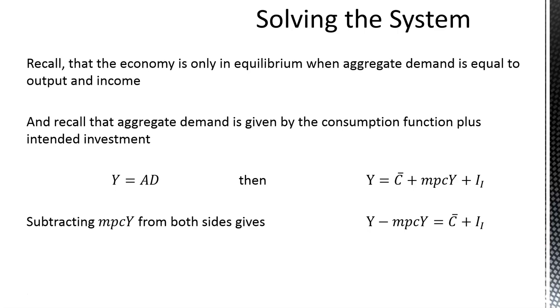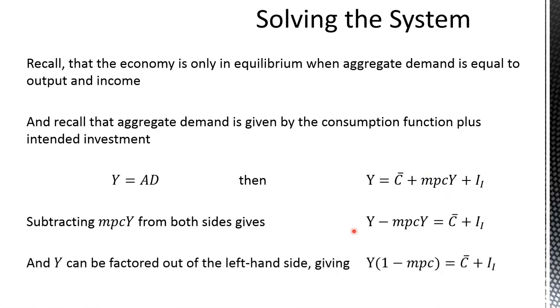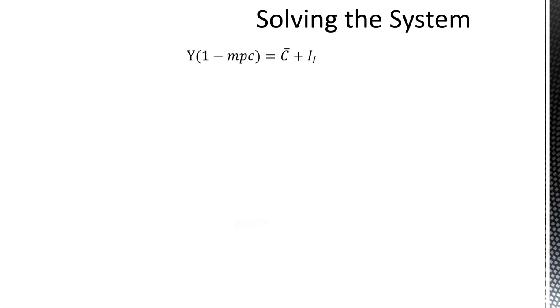Now let's do a little bit of algebra to find what equilibrium output and income is going to be according to this system of equations. We'll start off by subtracting MPC Y from both sides. That'll give us Y minus MPC Y equals C bar plus I. We've removed the MPC Y from the right-hand side here. Since the left-hand side has Y minus MPC Y, we can factor Y out, giving us Y times 1 minus MPC is equal to C bar plus I sub I.